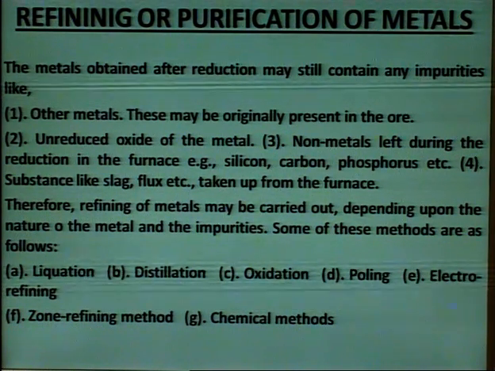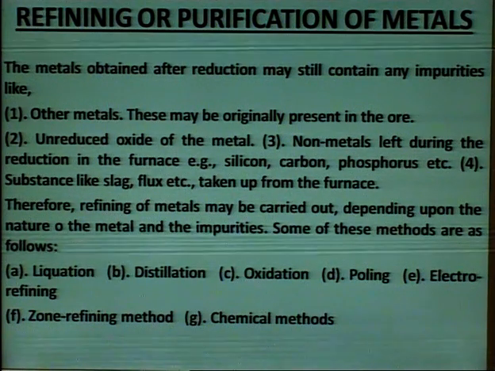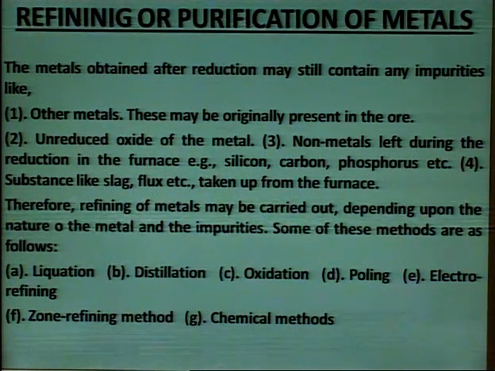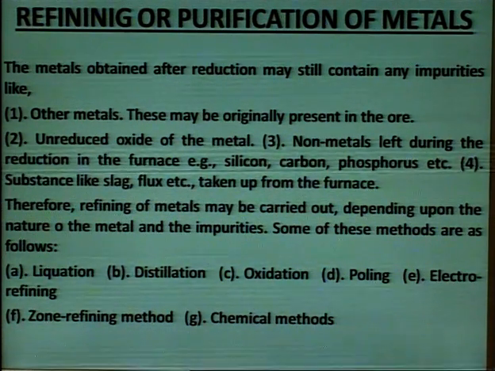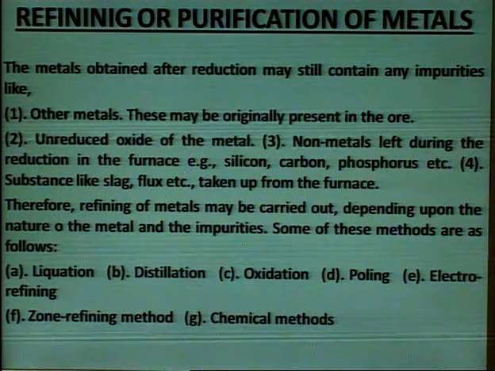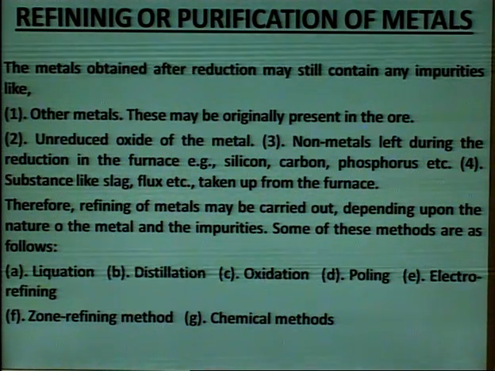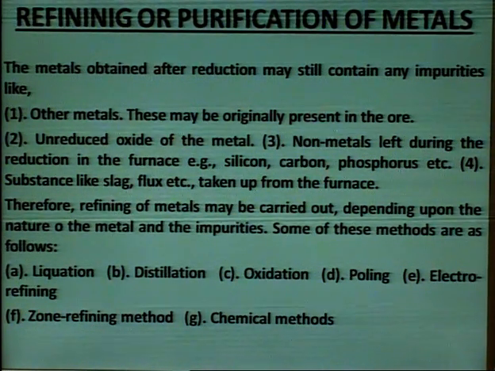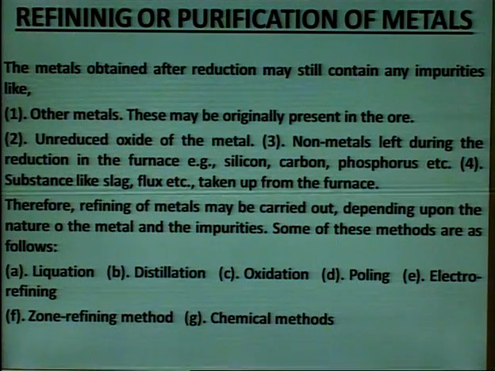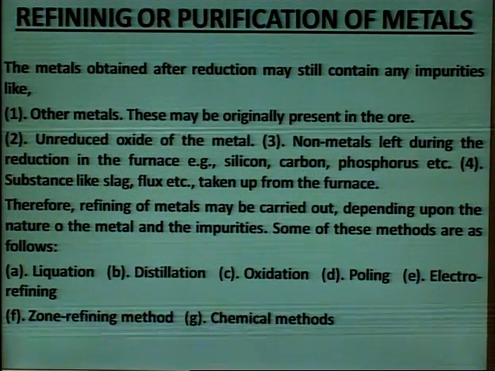So, therefore, further refining of the metal may be carried out depending upon the nature of the metal and the impurities. Some of these methods are as follows: liquation, distillation, oxidation, poling, electro-refining, zone refining, chemical methods. So, it generally depends upon the nature of the metal.